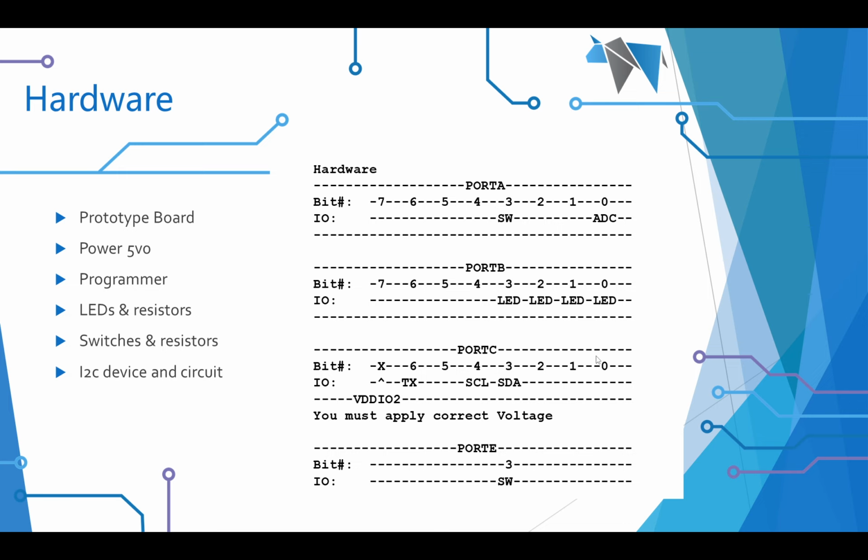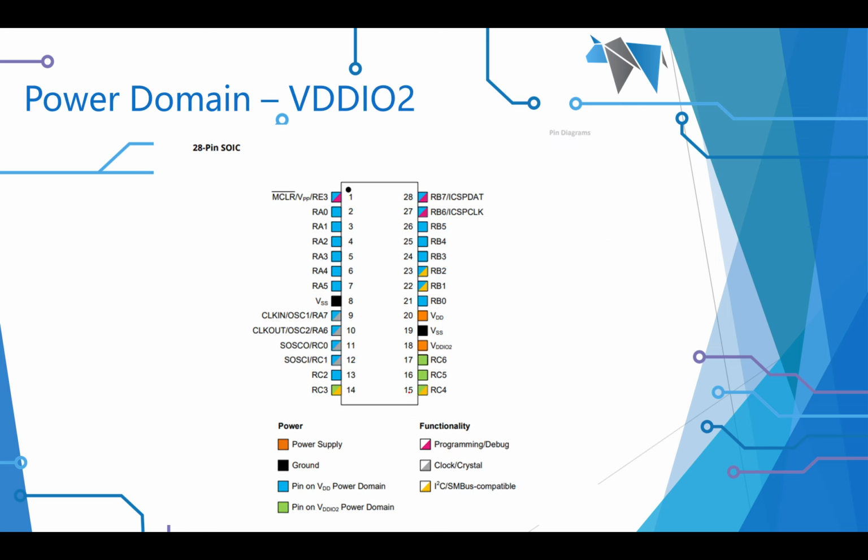This is the hardware I've actually got laid out, and what I've added into here for this particular video are these 2. So SCL and SDA are on port C4 and C3 respectively. And very importantly, this time you must have the VDDIO voltage applied. Let me look at that a bit deeper.